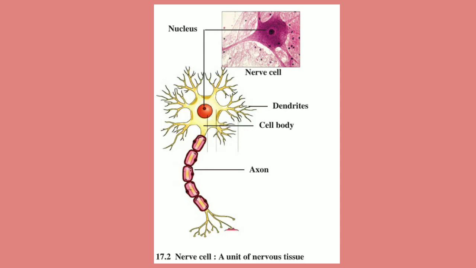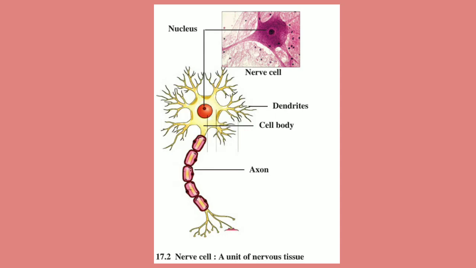Numerous small branched fibers called dendrites arise from the cell body. One of the fibers, however, is extremely long. It is called the axon. The length of a nerve cell may even be up to 1 meter. Many nerve cells are bound together with the help of connective tissue to form a nerve.